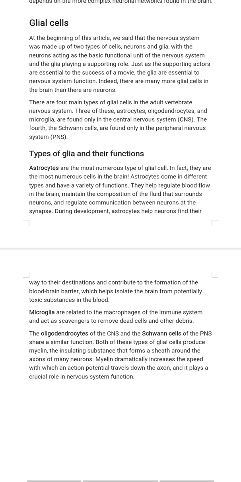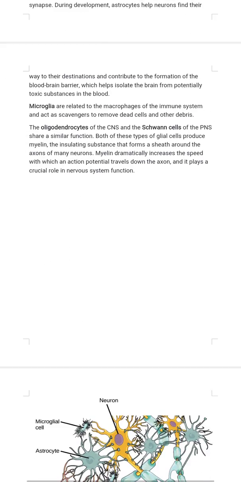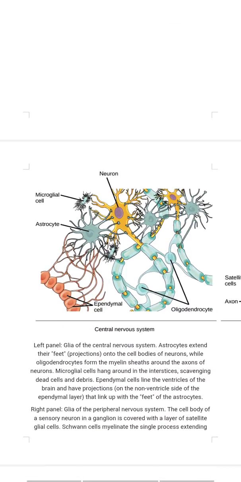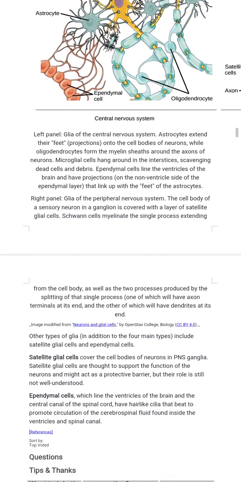The oligodendrocyte of the CNS and the Schwann cell of the PNS share a similar function. Both of these types of glial cells produce myelin, an insulating substance that forms a sheath around the axons of many neurons. Myelin dramatically increases the speed with which an action potential travels down the axon, and it plays a crucial role in nervous system function. Central nervous system complex diagram.